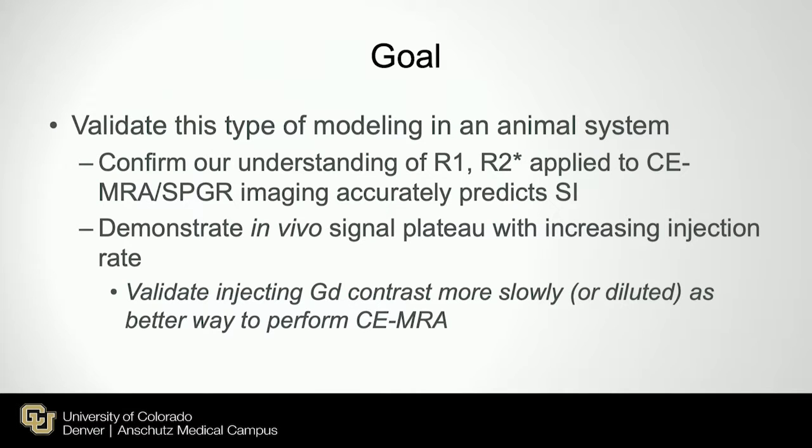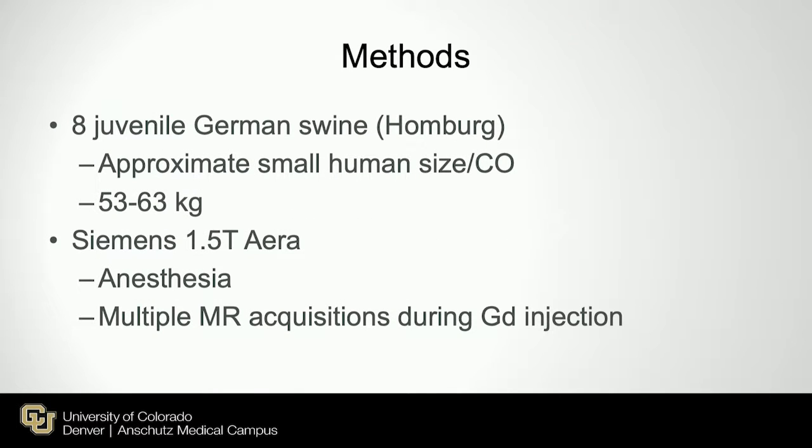So the whole goal of what we tried to do that I'm going to explain today is to validate this type of modeling in an animal system to really confirm that the work we've done really works in vivo to accurately predict signal intensity, and also to kind of show that this signal plateau that I'm talking about at about 1 ml per second is very real in an animal system. And thereby kind of validating that the slower or diluted, if you will, contrast injection is a nice way to go.